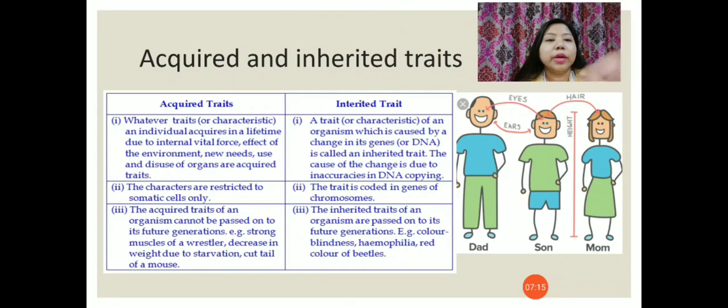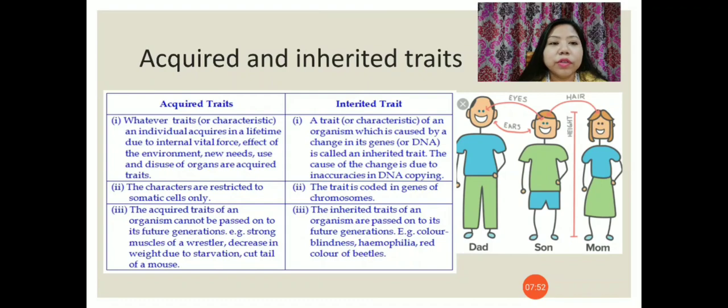Now let us look at the difference between the acquired and the inherited traits. Whatever traits or characteristics an individual acquires in a lifetime due to internal vital force, effect of the environment, new needs, use and disuse of organs are called acquired traits, and these will not be inherited by the next generation. But on the other hand, inherited traits are the traits or characters of an organism which are caused by a change in its genes or DNA.